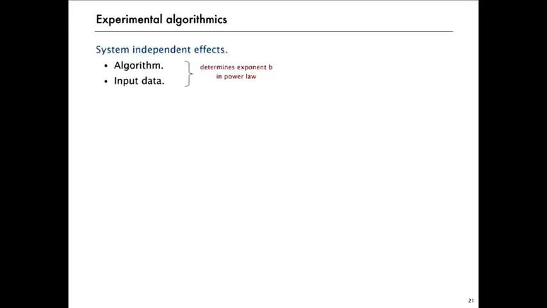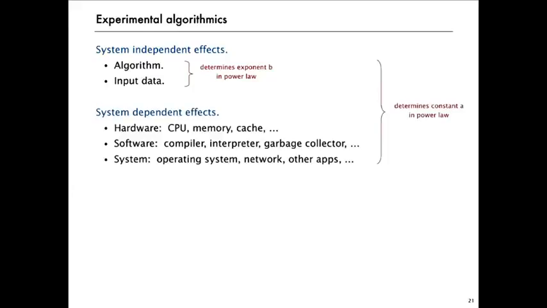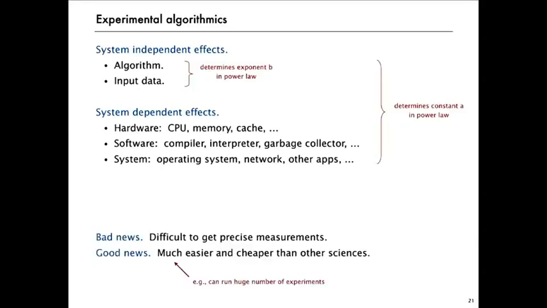Okay, so there are a lot of effects in trying to understand the running time of a program on your machine. The key effects that are independent of what computer it is are the algorithm you're using and what the data is. That's going to really determine the exponent in the power law. And then there are a lot of system-dependent effects. What kind of hardware do you have? Do you have a fast computer or a slow one? What kind of software? What's going on in your computer? All of those things really determine the constant a in the power law.